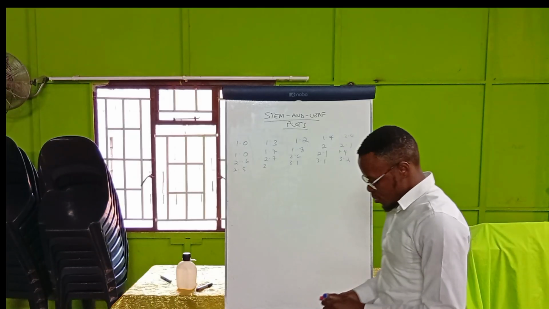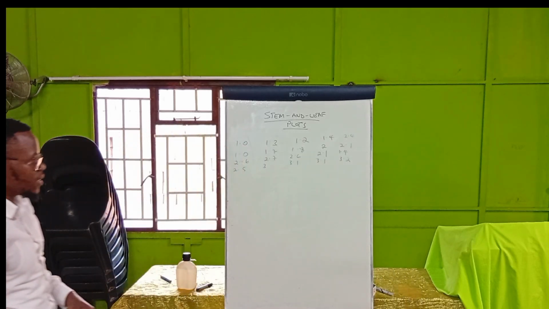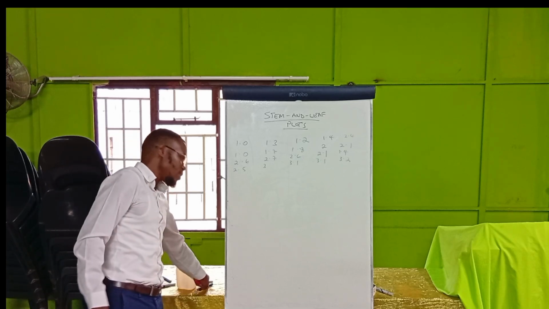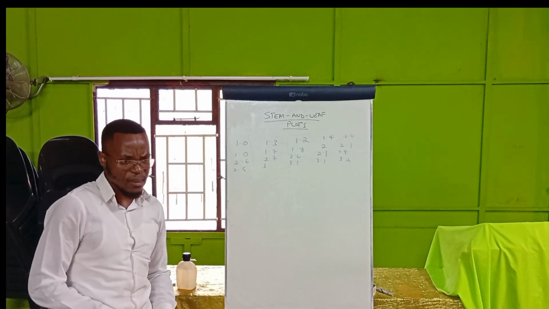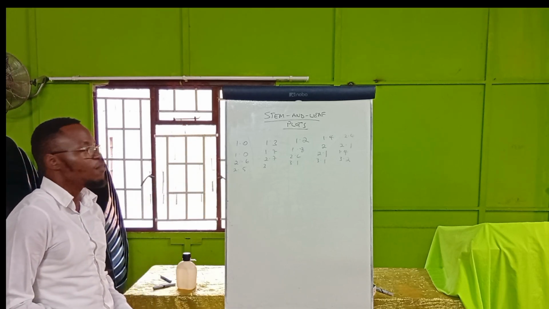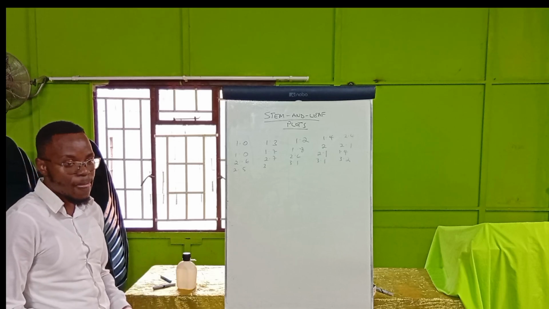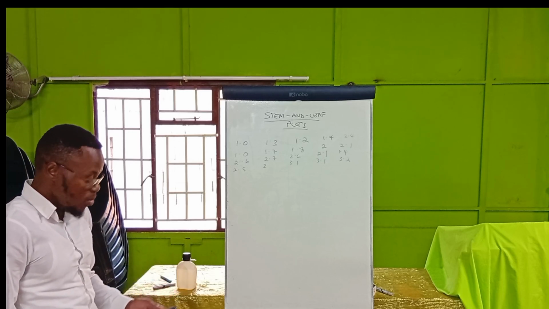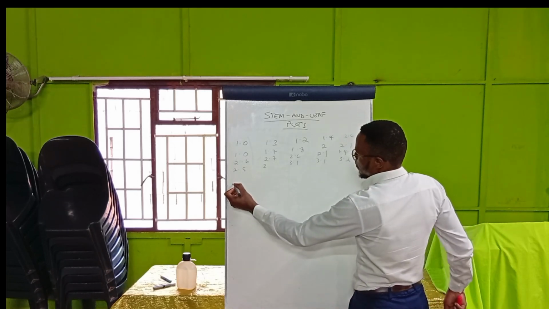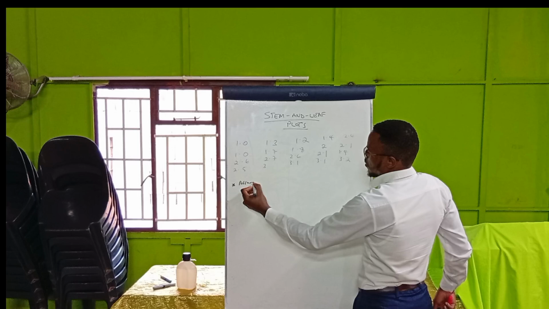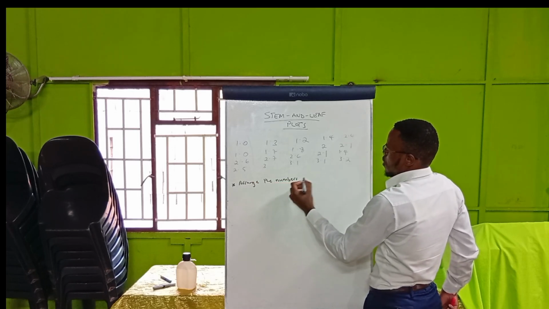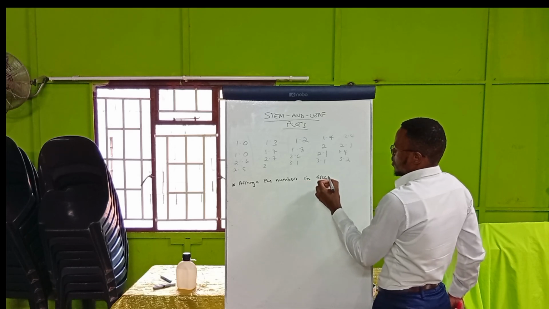So let's start with a simple illustration like this. What you notice is that these numbers are random. They are not given in order. And then you are asked to draw the stem and leaf plot for this information. Now, the first thing that I always advise learners to do is to arrange the numbers in ascending order.